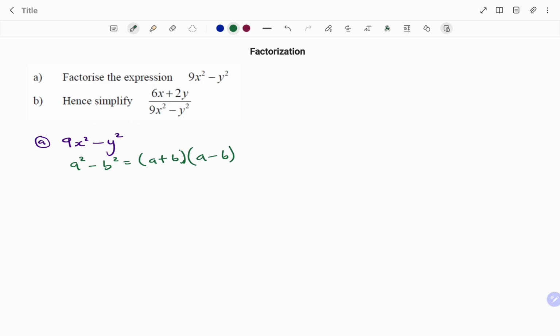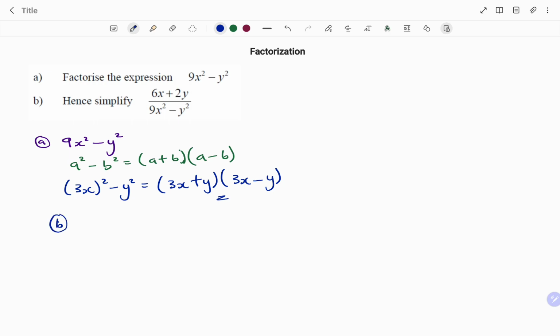If you look at 9, 9 is a perfect square. So if I rewrite my 9x squared, I have that as 3x all squared minus y squared. And if I factorize that, my a in this case will be 3x and my b will be y. So factorizing, I have 3x plus y multiplying 3x minus y. That's our answer.